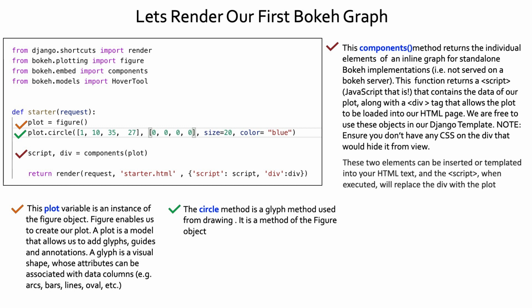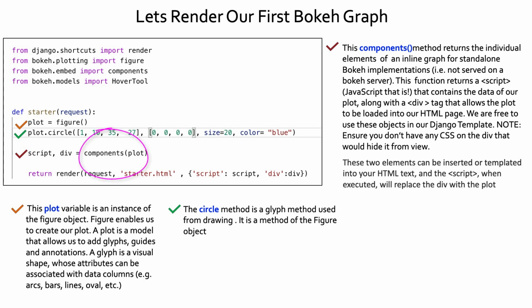And then we pass that plot. And then we have our return render request, starter.html, and we have our context. Now, what is all of this? This is probably one of the most basic Bokeh graphs that we can make. So let's take the component piece first.